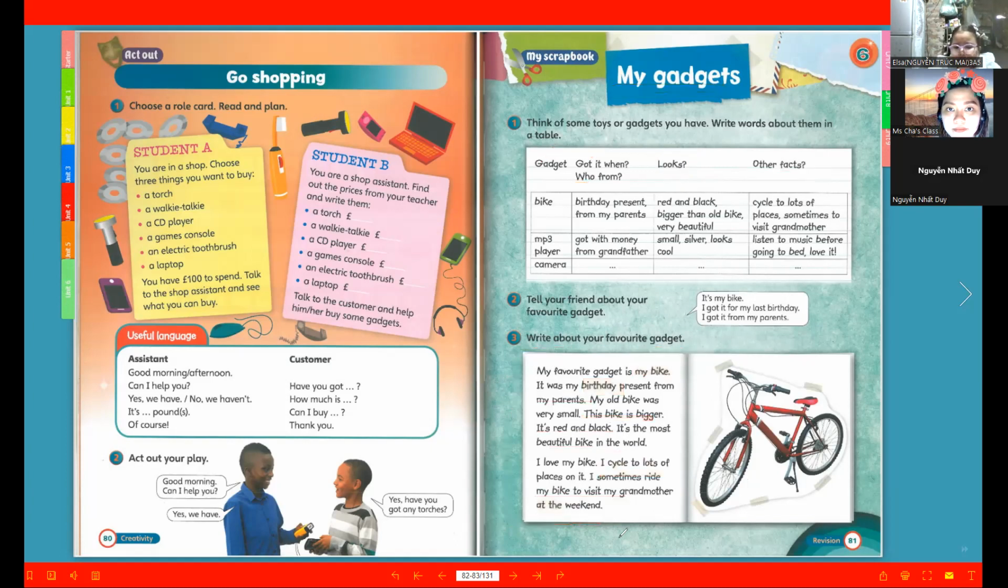My favorite gadget is my bike. You say, my favorite gadget is my bike too. It was a present from my grandparents on my birthday. Who is it from? Is it from your grandparents or parents? Grandparents. All right, so it was a birthday present.